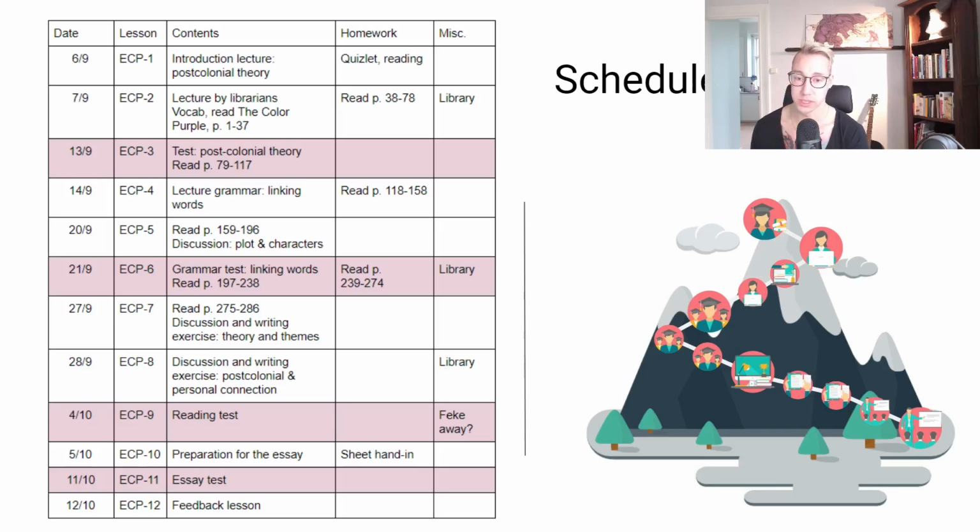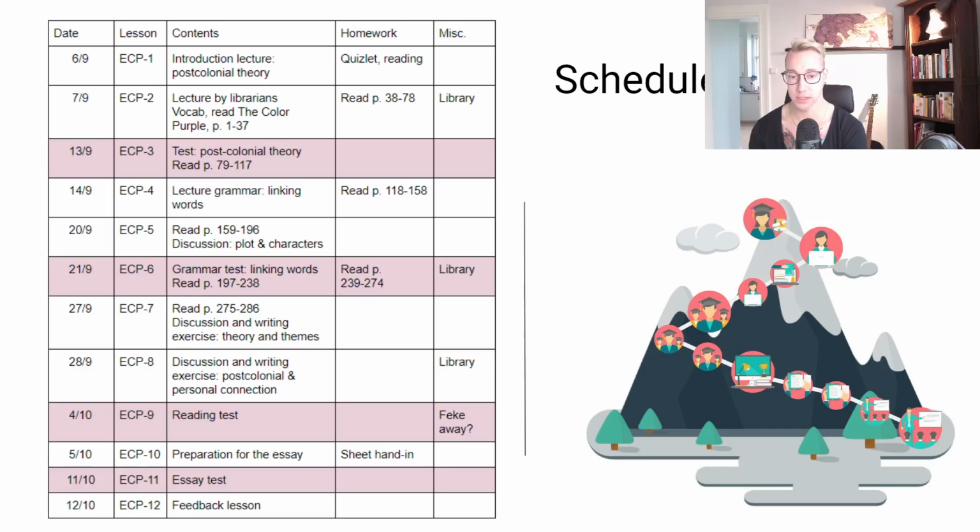Then, during ECP-9, we are going to test our reading skills by taking an old English 7 reading test. The purpose of this is to check your reading skills and your reading comprehension in a more formal way, apart from just reading the book.